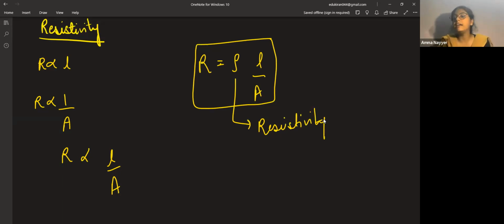This is what is meant by resistivity. Now, how will you define resistivity? If I put length as 1 meter and area as 1 meter square, can you tell me what will be the relation left in this equation?